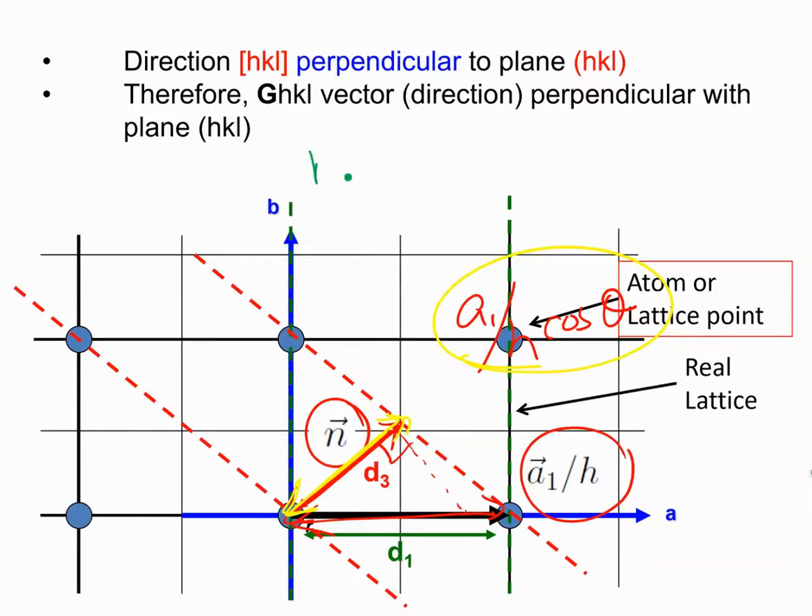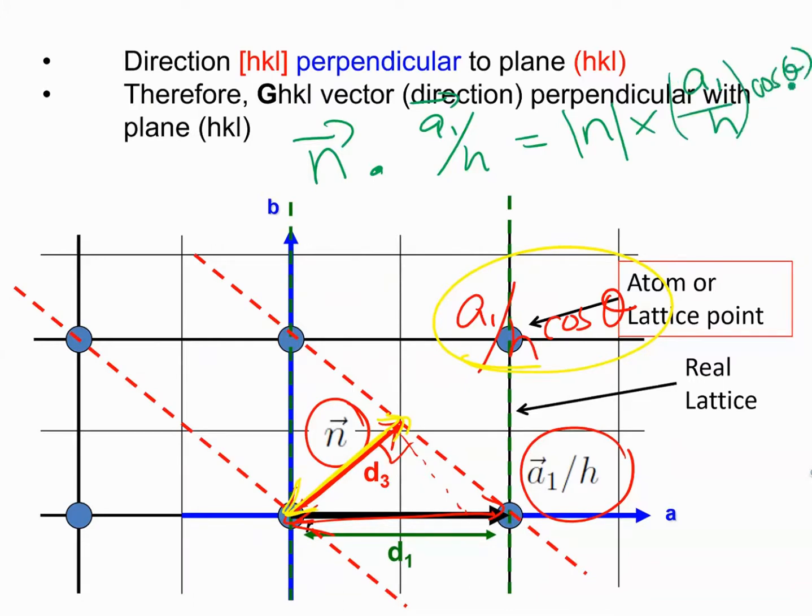Use this equation and take the dot product with A1 over H. You will get the magnitude of N times the magnitude of A1 over H cos theta. The magnitude of N equals 1 because it is a unit vector, so this is A1 over H cos theta. When you multiply by cos theta, you get this length.